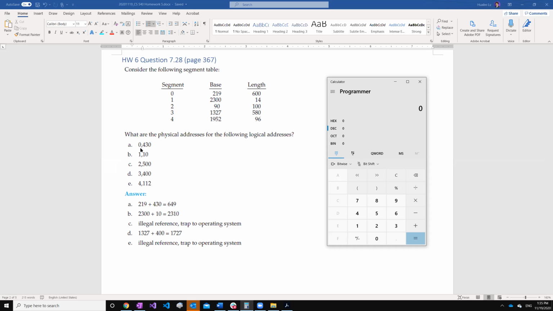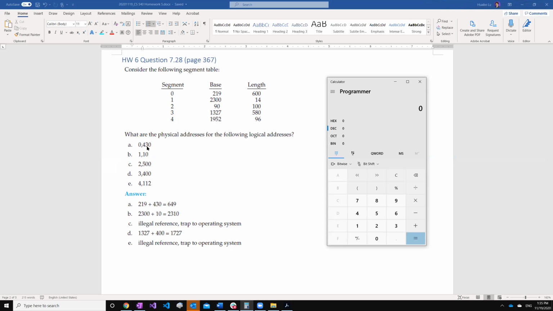So the first part, 0, 1, 2, 3, 4, they are what? They are the segment number. And about that, it is not the base, but this will be the offset that you are going to add to the base. Okay. Now for the first one, what is the physical address corresponding to this logical address? You will say, hey, it is on segment 0, which is here, and then you grab the base address, which is 219, and add 219 to the offset. Okay, and this is the answer you get, 649.